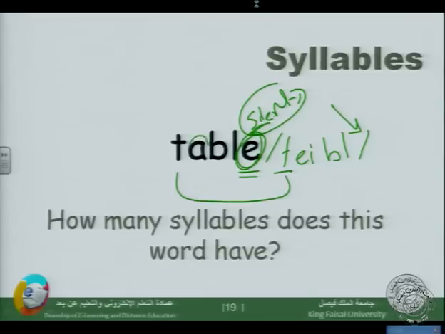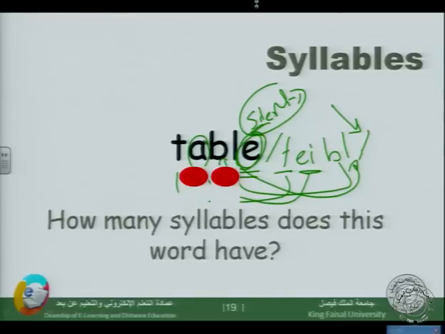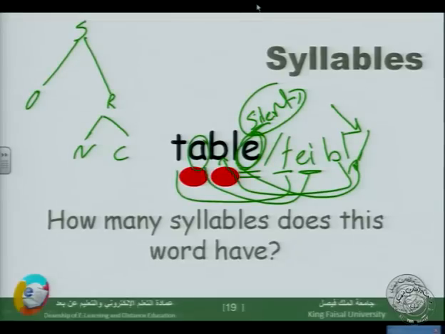So T is for T. This one is pronounced like A, and here is the B, and here is the L. Table. How many syllables does it have? The diagram right here will show us the syllables, the units of this word. We have nucleus and coda. We got tay, bell.